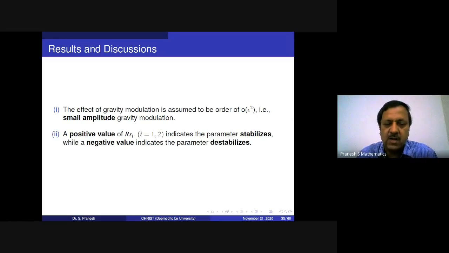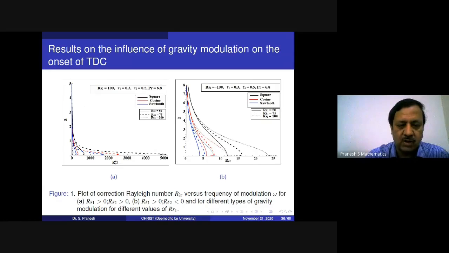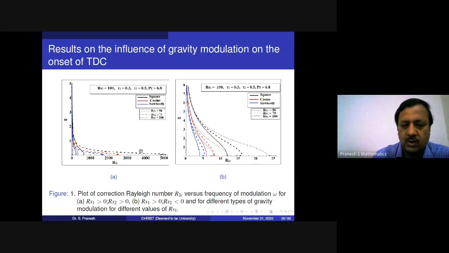So by taking different values for RS1, RS2, positive and negative, I can get the results of all the 8 types of triple diffusive convection. I'll just explain a few of them here. This is the plot we plotted for R2C versus omega, and in case 1 we have taken RS1 positive, RS2 positive. That means both the solutes are added from below. In case 2, we have RS1 positive, RS2 negative. That means solute 1 is added from below, solute 2 is added from above. Like that, by giving different values for RS1, RS2, we can get all the results.